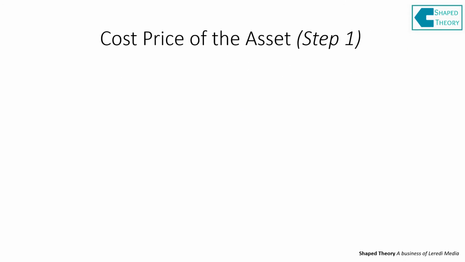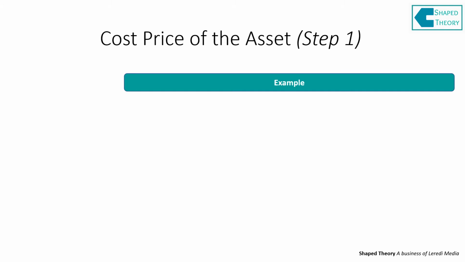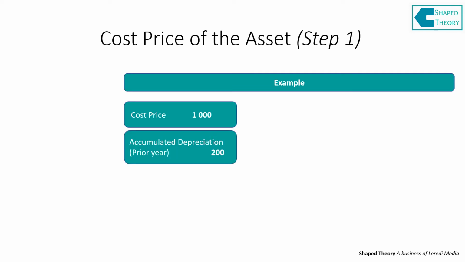Now, let's look at step 1, which is the cost price of the asset. In order for us to understand step 1 and all the other steps carefully, we will go through an example. Bear in mind that we will use the same example in all the other steps as well. Therefore, let's say Company A bought an asset for 1,000 in the previous year. The prior year accumulated depreciation of the asset is 200. The depreciation method is the straight line method over a period of 5 years.